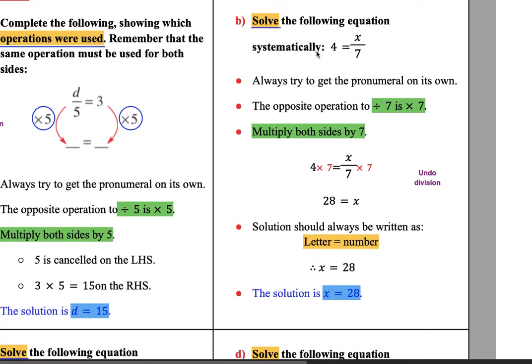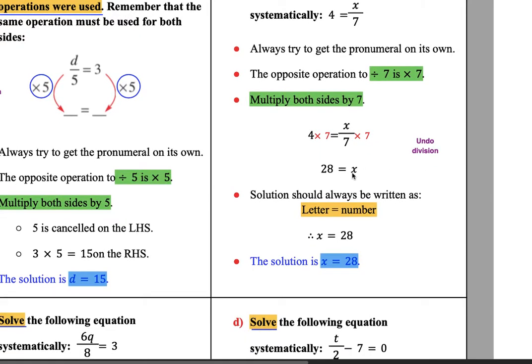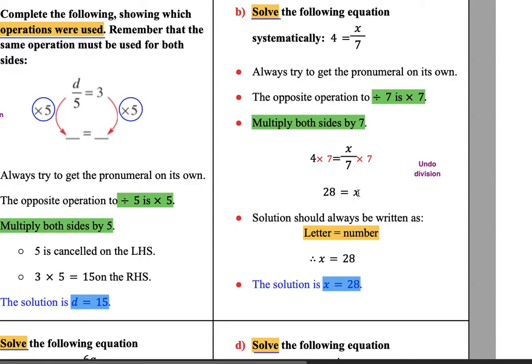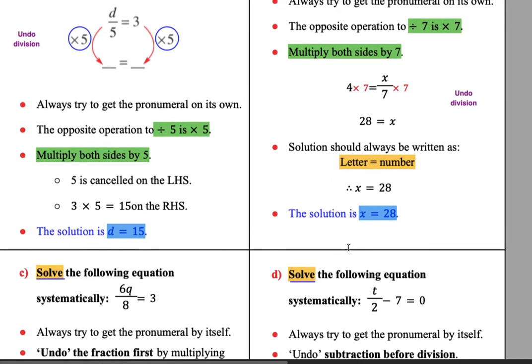Solve the following equations systematically. So I've got 4 equals x over 7. The first thing that we want to do, and again, you can do this later, I quite like to make sure that my x, my pronumeral, is always on the left. So the first thing I would do is actually switch this equation, okay? But you can do it at the end as well, as long as you make sure that your letter equals your number. So again, we're trying to get x by itself. Currently it's divided by 7, so we do the opposite operation, which means we are multiplying by 7. And what I do to one side, I have to do the other. So I'm undoing that division. So I end up with 28 equals x, but my solution has to be written as a letter equals a number. So I need to flip this because we can do that with equations. So our solution for this one will be x equals 28.